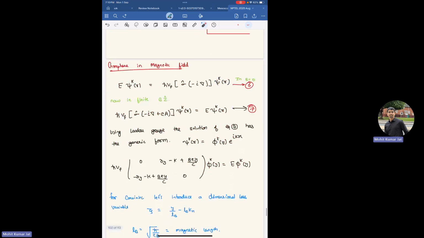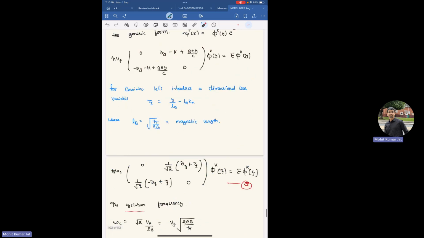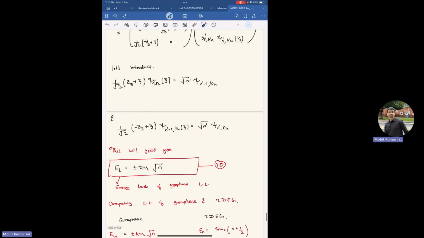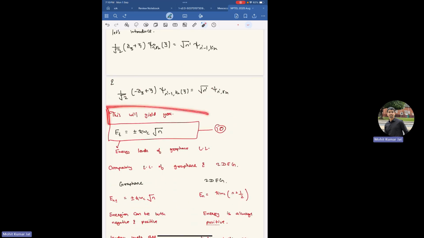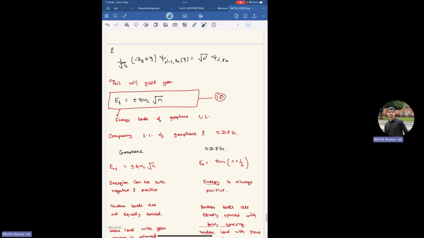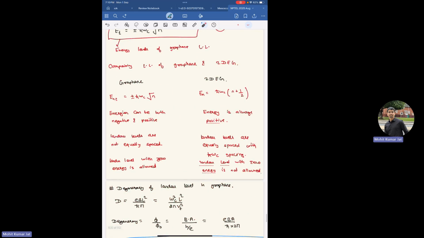But in case of graphene, if you solve it, what you find is your Landau spectrum is plus minus h bar omega c square root of n. So instead of equally spaced, it depends on n, and it goes as n to the power half instead of linear in n. That's one difference. Then the negative energies are also allowed, which are not allowed in the case of the two-dimensional electron gas.